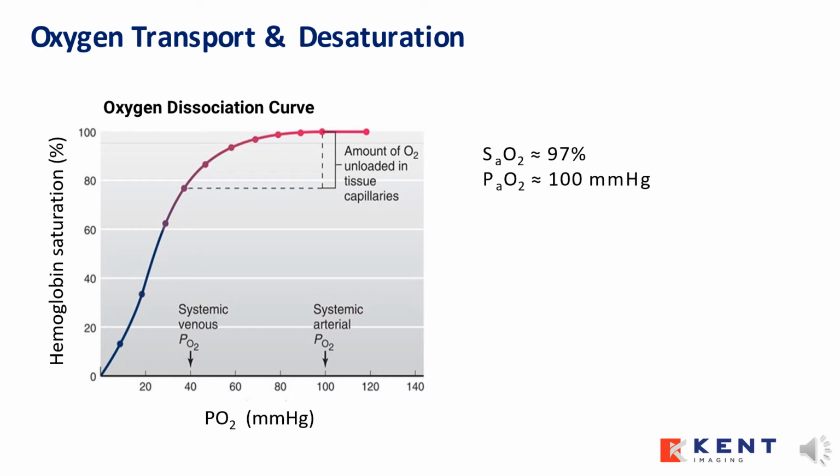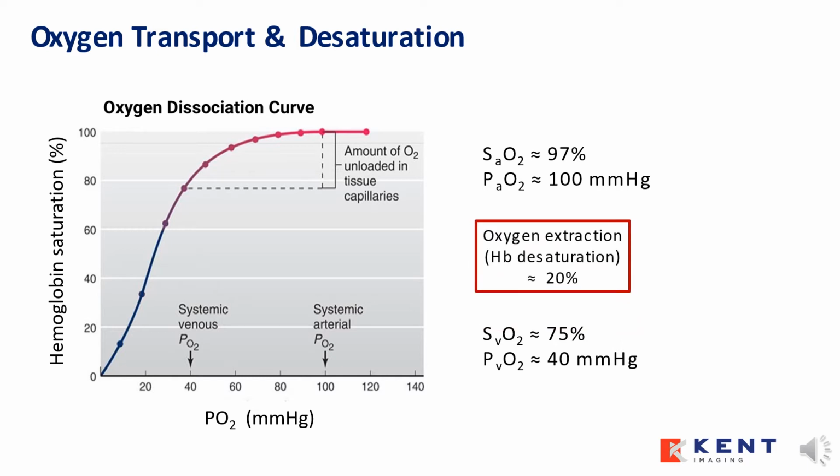In the lower oxygen environments of the venous system, after the red blood cells have delivered their oxygen to the periphery, the hemoglobin venous oxygen saturation, or SvO2, is approximately 75%. During the journey between the arterial bed and the venous return, oxygen has desaturated or left hemoglobin, and the cells have extracted approximately 20% of the oxygen supplied by the hemoglobin.